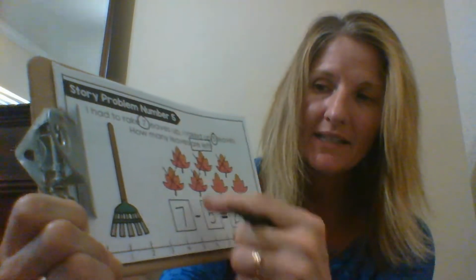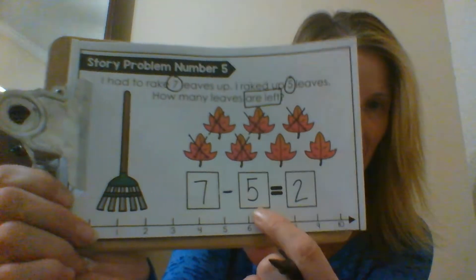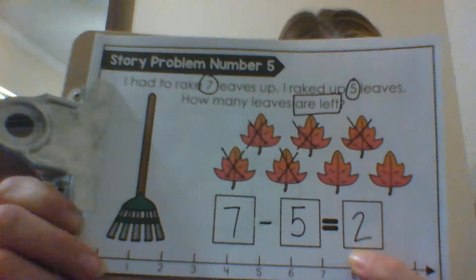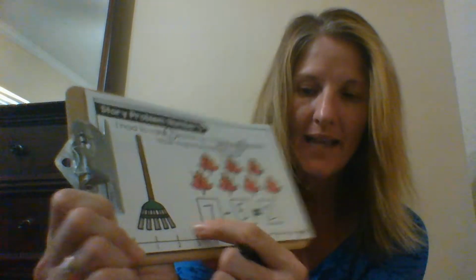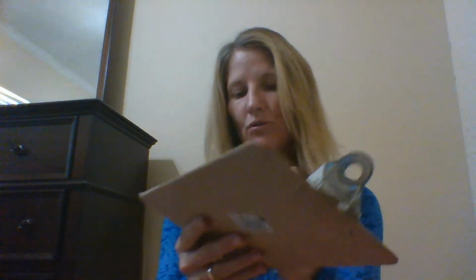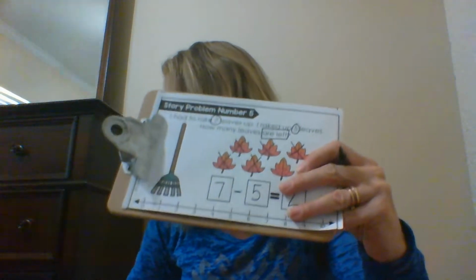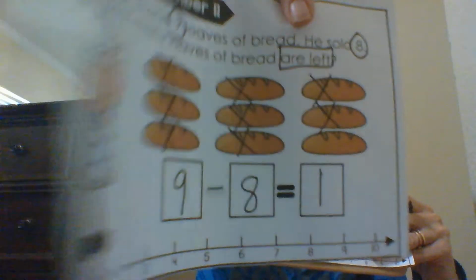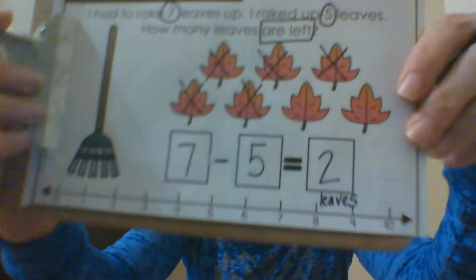I paused the video too, and I did my work. Did you get this? Did you have 7 leaves minus the 5 that you already raked up equals 2 left that you still have to rake up? 7 minus 5 equals 2 leaves. Oh my goodness, I forgot to do it over there, right? I should have said 1 leaf left, right? It's 2 leaves left. All right, we are speeding through these.